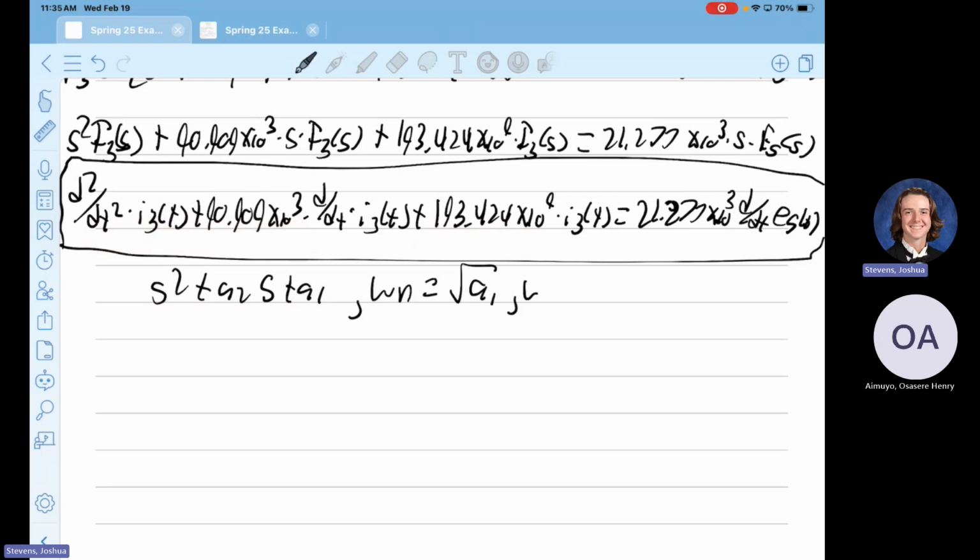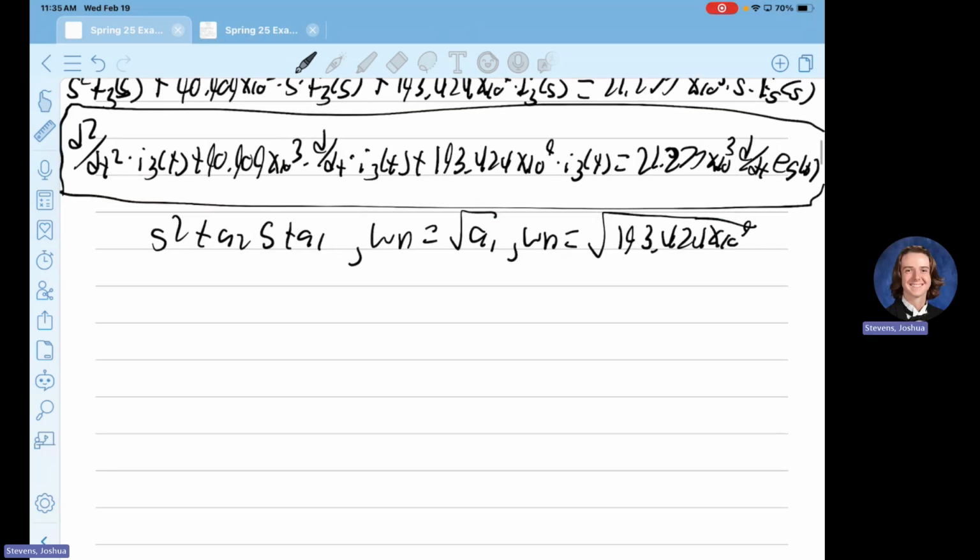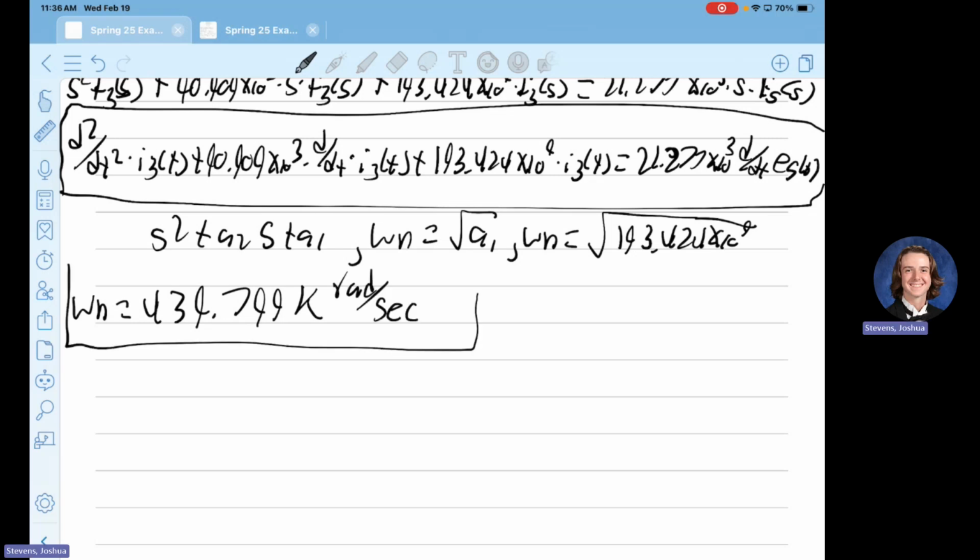So that means omega n equals the square root of 193.424 times 10 to the 9th. When you do that, omega n becomes 439.799 kilo. What are the units? I agree. Boom. And that's the answer for the first part.